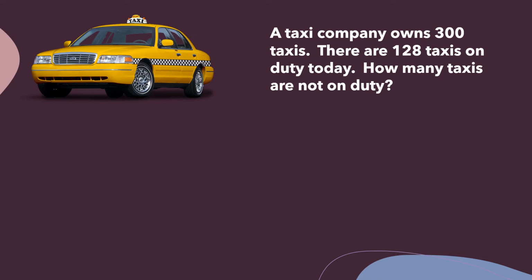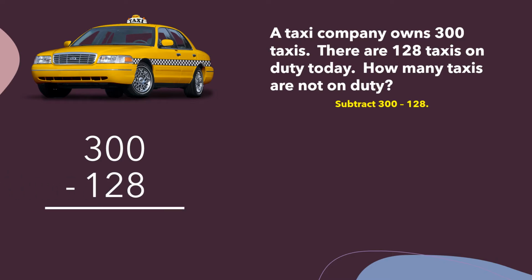A taxi company owns 300 taxis. There are 128 taxis on duty today. How many taxis are not on duty? Well, this requires a subtraction problem of 300 minus 128. That is the total number of taxis owned by the taxi company minus the number of taxis that are on duty today to give us the number of taxis that are not on duty.